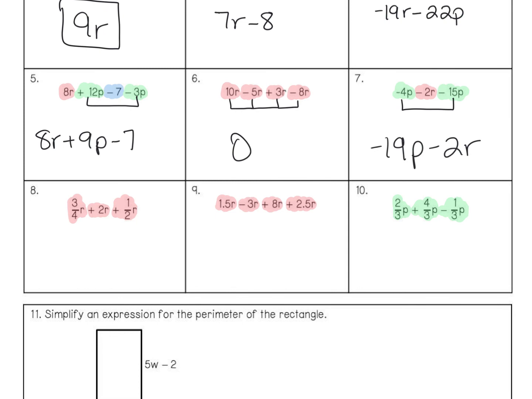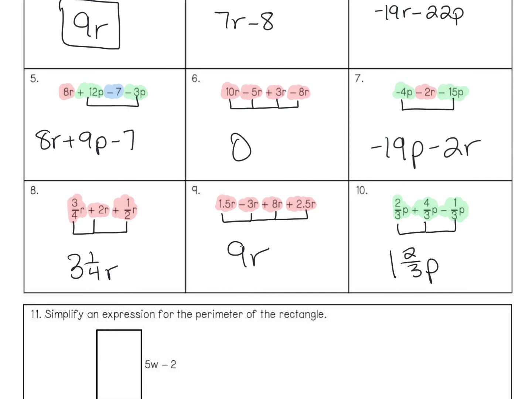On the next one, I do 3/4 plus 2 plus 1/2. And I get, anybody have that one? 3 1/4 R. On the next one, I do 1.5 minus 3 plus 8 plus 2.5, and I get 9R. And then on the last one, 2/3 plus 4/3 minus 1/3, and I get 1 2/3 P.